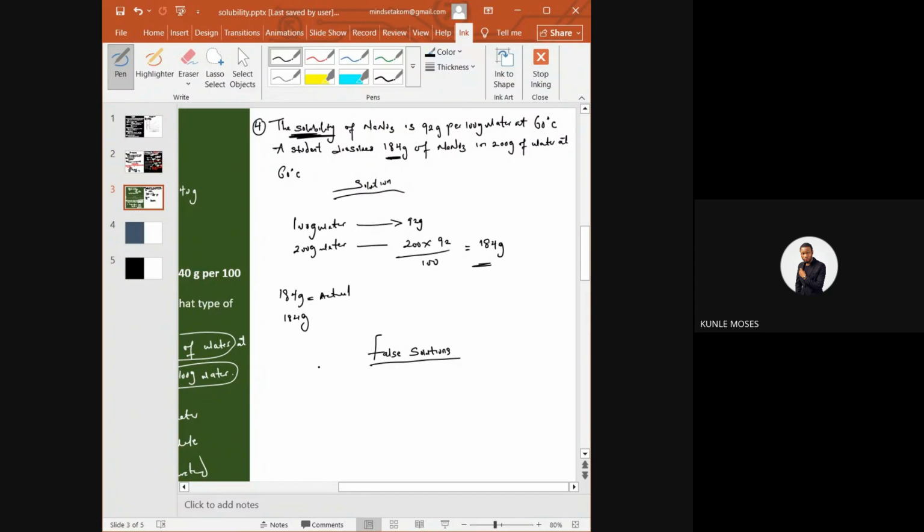So we said solutions are homogeneous mixtures. So false solutions are heterogeneous mixtures that look like a solution. Do you get it now? What do I say? False solutions are heterogeneous mixtures that look like solutions.